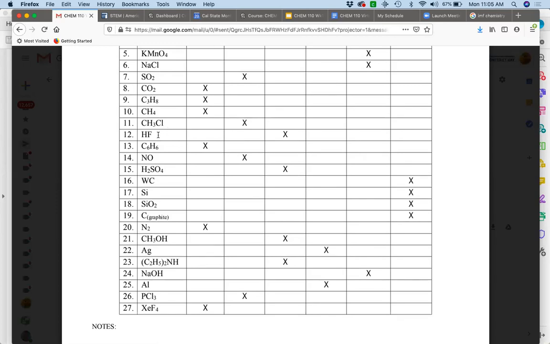HF is one of those molecules that meets the criteria for hydrogen bonding. So that's the reason why HF's strongest intermolecular force is hydrogen bonding. And then C6H6, or benzene, goes back to that rule: if it's only carbons and hydrogens, then the strongest intermolecular force that it can experience is going to be London dispersion forces.